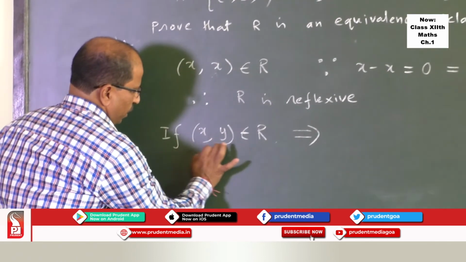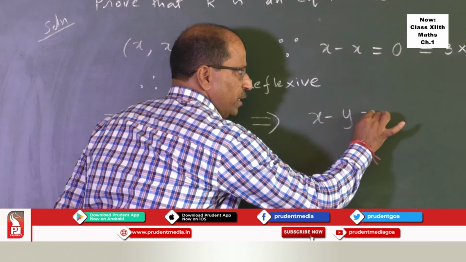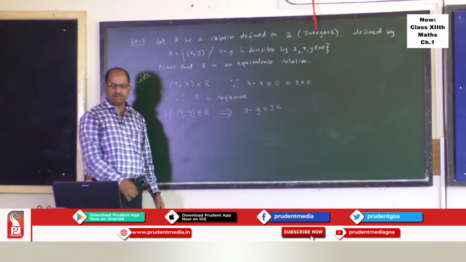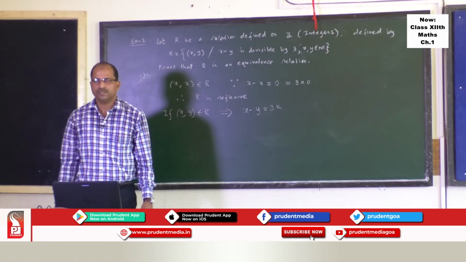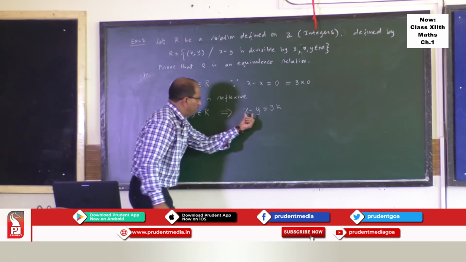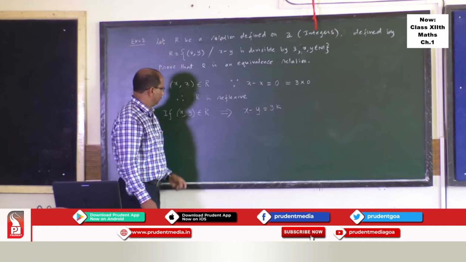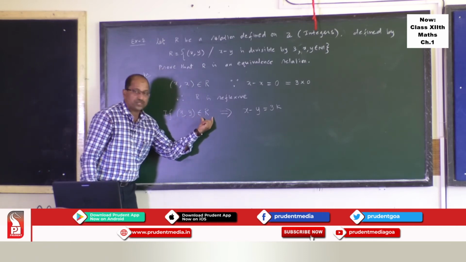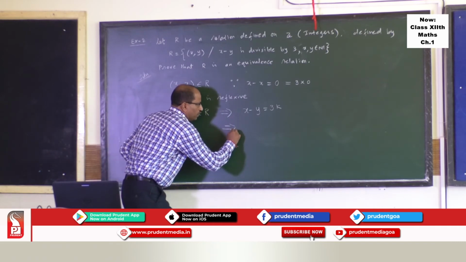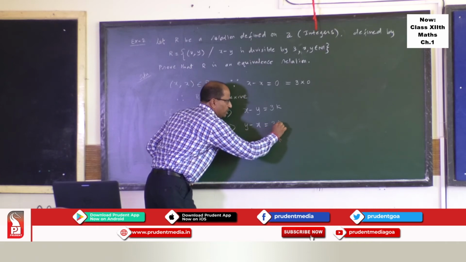So x comma y belongs to the relation implies x minus y is 3 times some k. It is a multiple of 3, so 3 times some integer k. So x minus y is 3k because it is divisible by 3, because we said x comma y belongs to the relation. Now this will imply y minus x is equal to 3 times minus k.